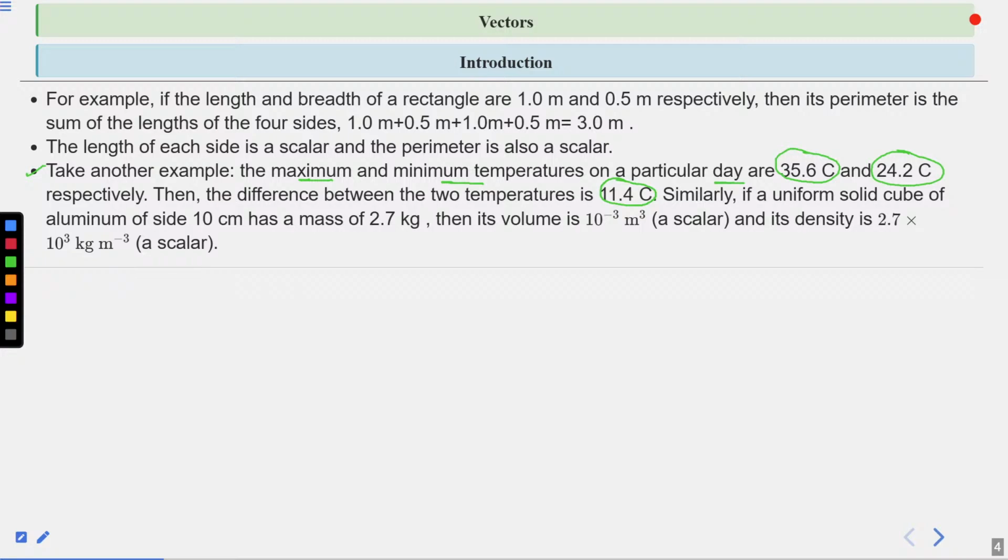Similarly, if we talk about a solid cube of aluminium of size 10 centimeter and mass 2.7 kg, then its volume is 10 raised to the power minus 3 meter cube, and its density is 2.7 into 10 raised to the power 3 kg per meter cube. So it is also a scalar quantity. Here our main focus is to know about the difference between scalars and vectors.